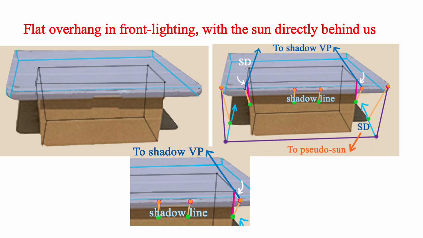This image is front lit with the pseudo-sun down here and the shadow vanishing point up here. I set up a few upside down light triangles giving us this shadow line, and I want you to see that the shadow direction on the roof is the same as the shadow direction on the ground.